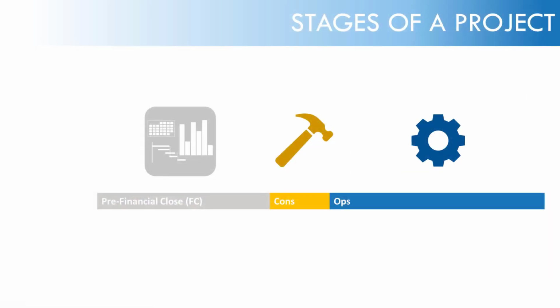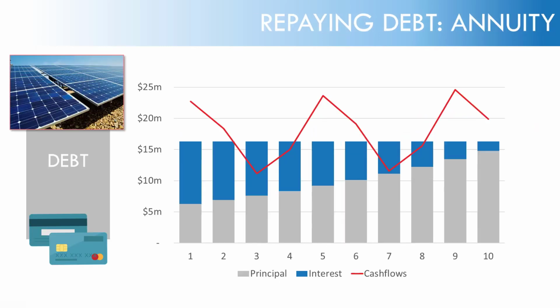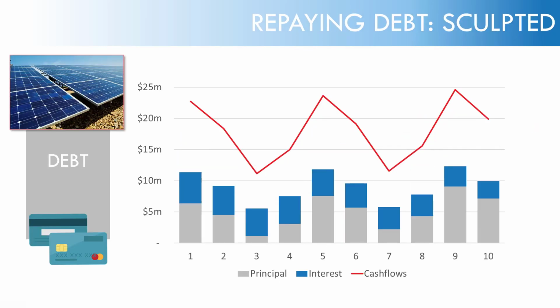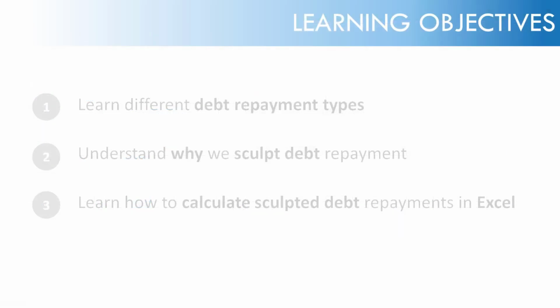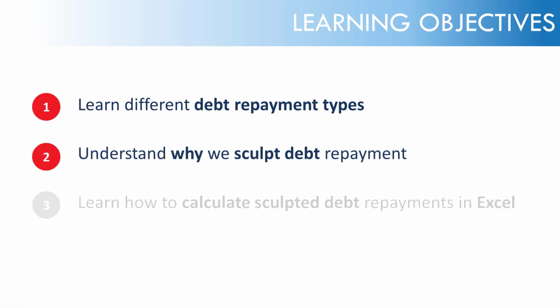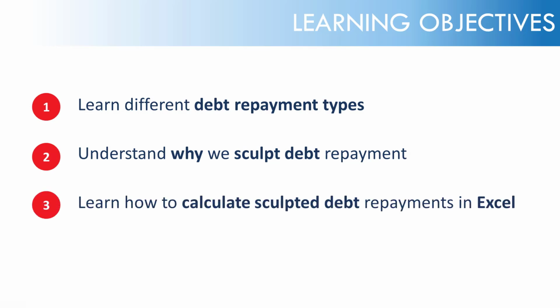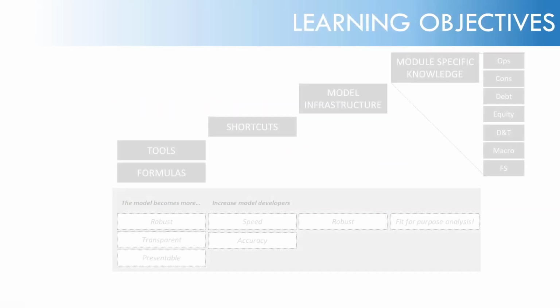You're here because you want to learn concepts in project finance and financial modeling, and you want them explained quickly and easily. In terms of learning objectives, you'll learn a few different debt repayment types. You'll understand why in project finance we sculpt debt, and then you'll get an insider's view on how to calculate sculpted debt repayments in Excel. So where does this sit within the project finance learning journey? It is module-specific knowledge: debt.